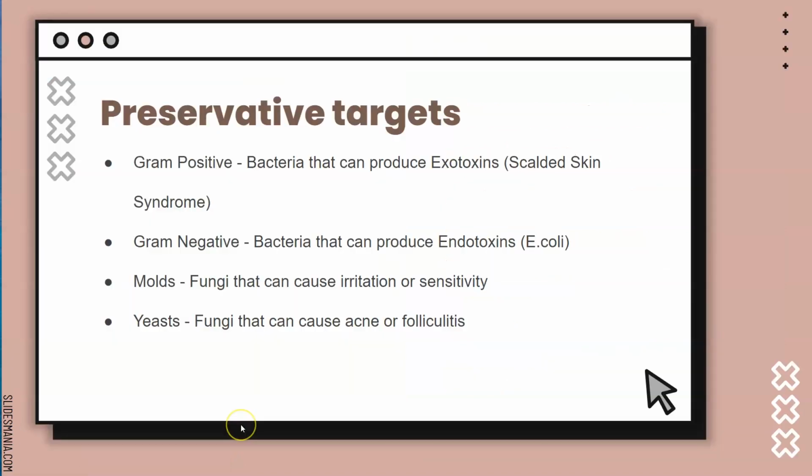You'll notice in reading ingredient lists that most of the preservative systems that people or chemists use are a combination of 2 or more preservatives. The reason for this is that it is hard to find preservatives that can target all of these 4 groups of microorganisms, since they have different characteristics.